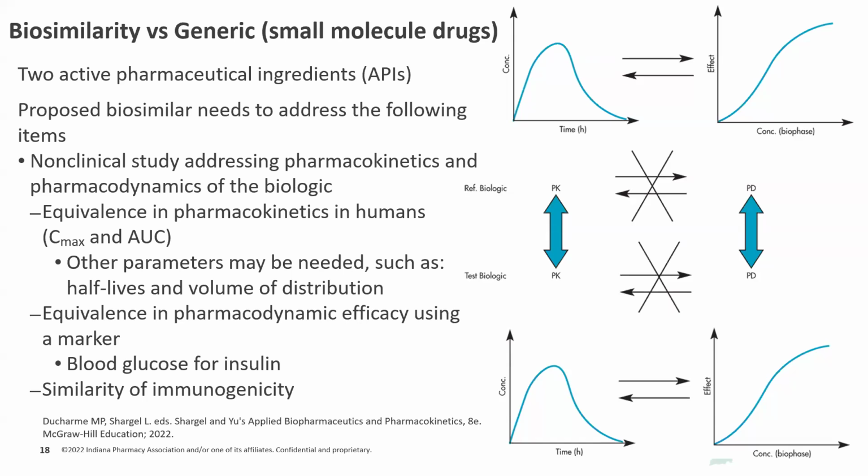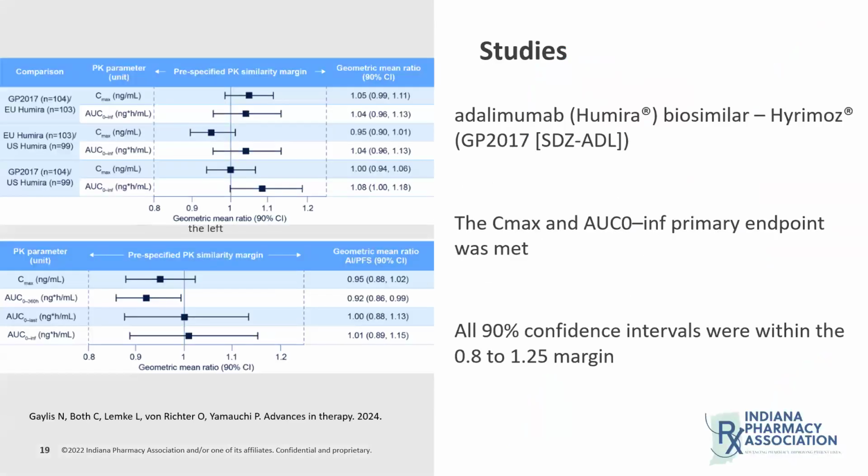And finally, they'll need to look at immune response. That's where immunogenicity comes in again. So they need to look at a potential immune response for the biosimilar when comparing the biologic or reference product to the biosimilar. But now let's look at some studies real quick, just to see what this looks like. I feel like we see Humira quite a bit.